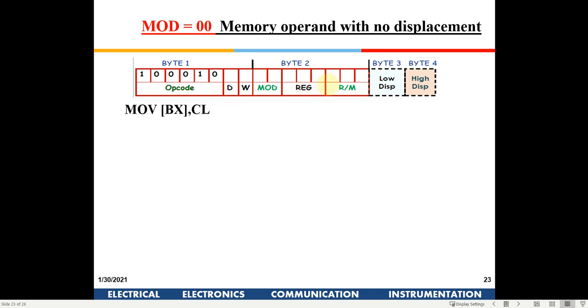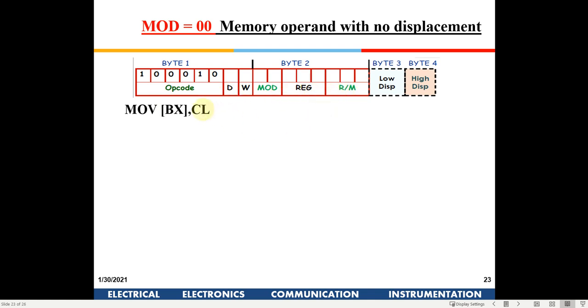So direction will be from, can somebody say, now what should D be? It should be 0 or 1. Anybody? Zero? No, it cannot be 0, right? It has to be 1 because I have to put CL here. I cannot put BX here because here I cannot specify a memory. I can only put a register here. Here I can put a memory. When within a square bracket, it means it is a memory. So D has to be 1 here in this case.